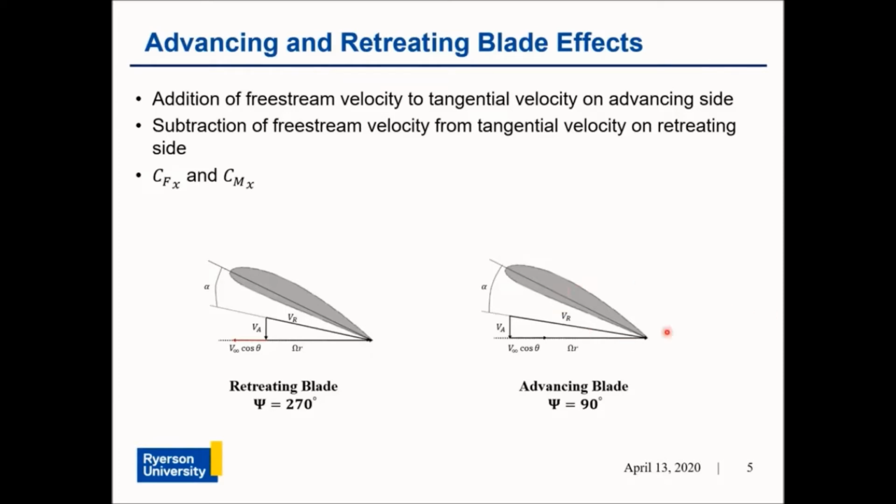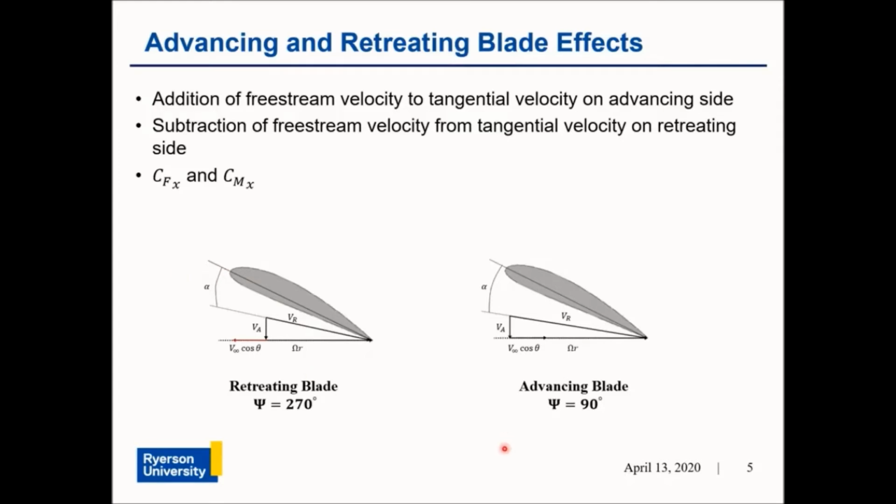On the advancing blade, as shown here on the figure on the right, the free stream velocity is added to the tangential velocity, causing an increase in the total resultant velocity and an increase in the effective angle of attack. On the retreating blade, as shown here on the figure on the left, the free stream velocity is subtracted from the tangential velocity, causing a decrease in the total resultant velocity and a decrease in the effective angle of attack.